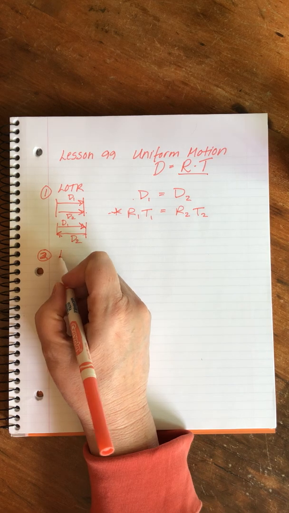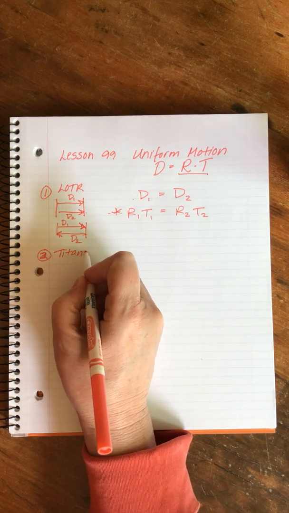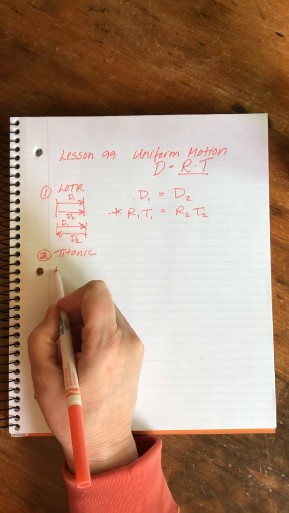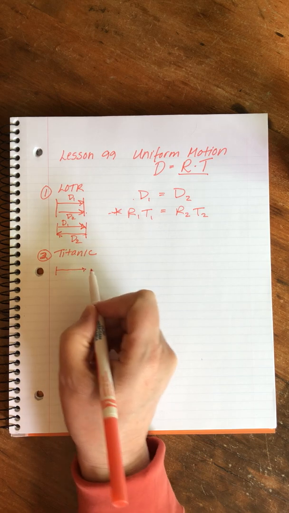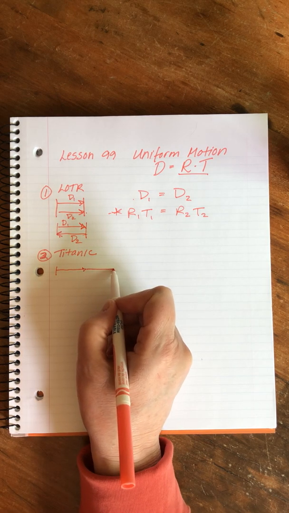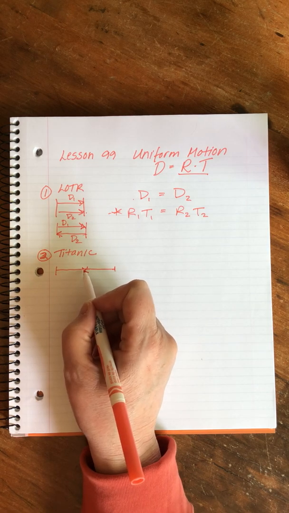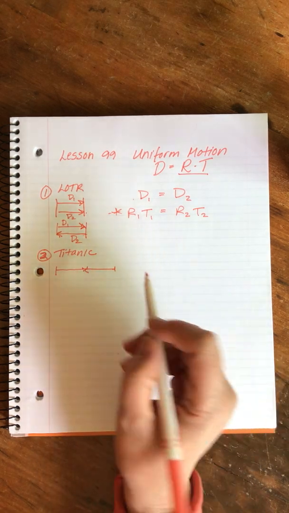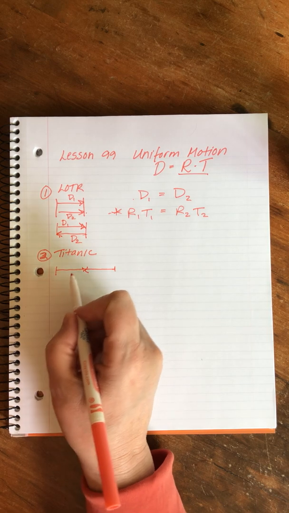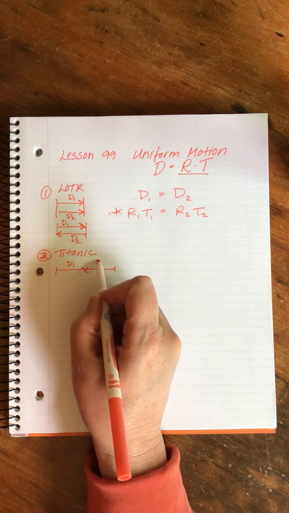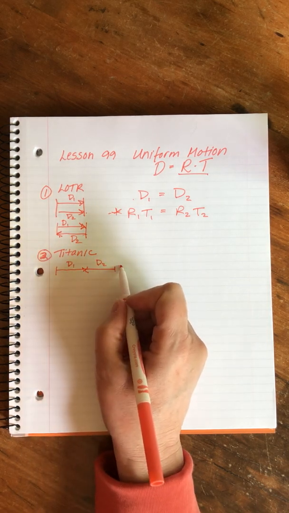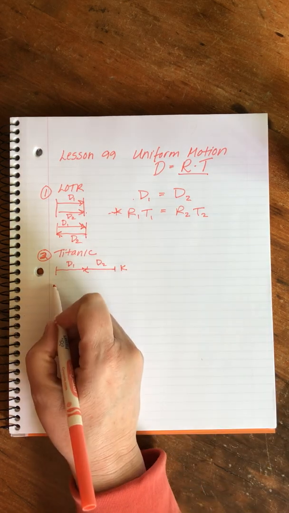Is our Titanic version. This is where the iceberg leaves the northern wilds of Canada and the ship leaves England and they travel and go bump in the night, right? This is where our two distances add up to a total of k.